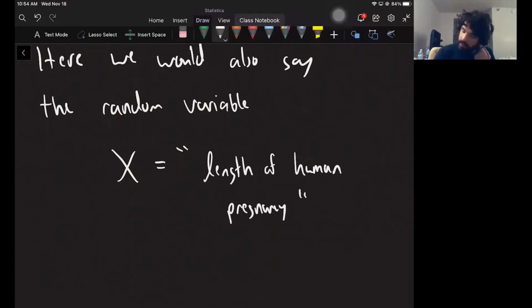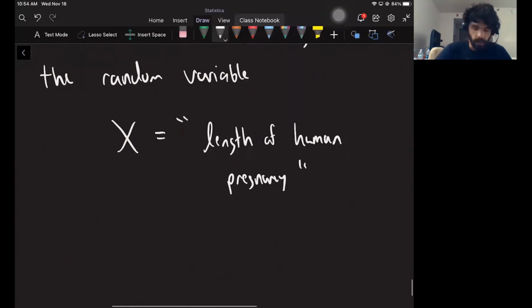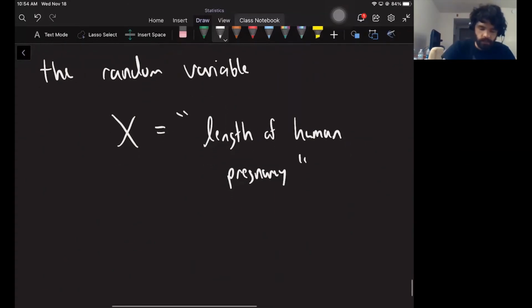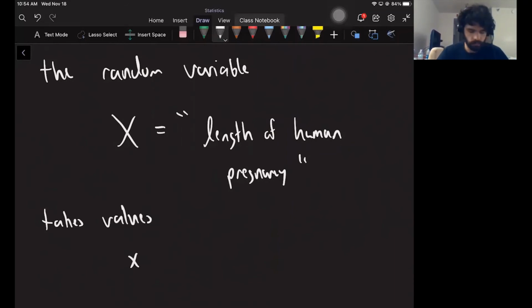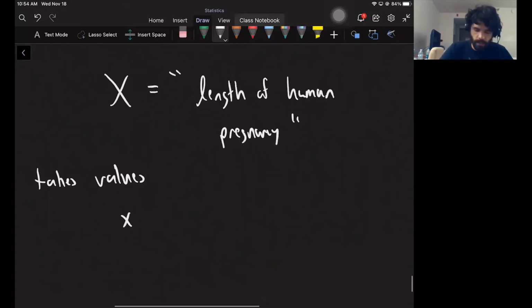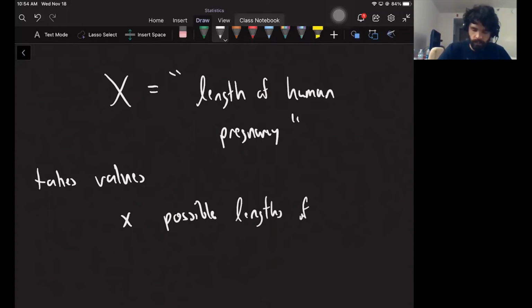So this is a random variable. It takes values, takes different numbers that it can be, and it's what is being studied in this problem. So then when we have a random variable, what you do is you say that it takes values little x, and these are the actual possible lengths of human pregnancy.